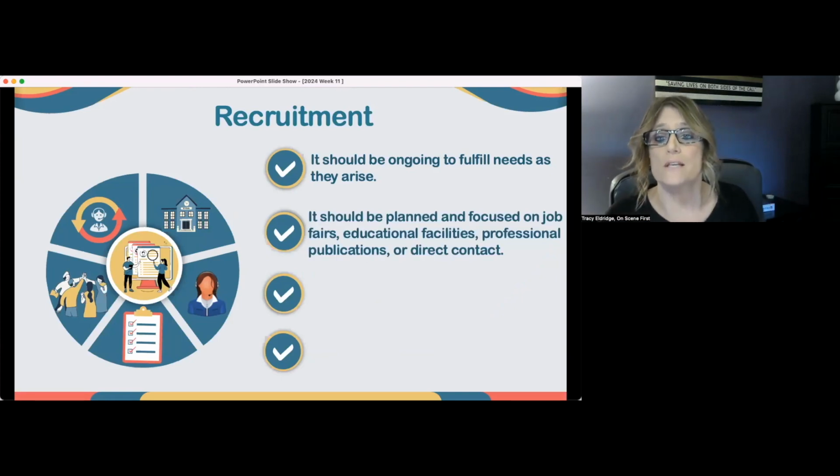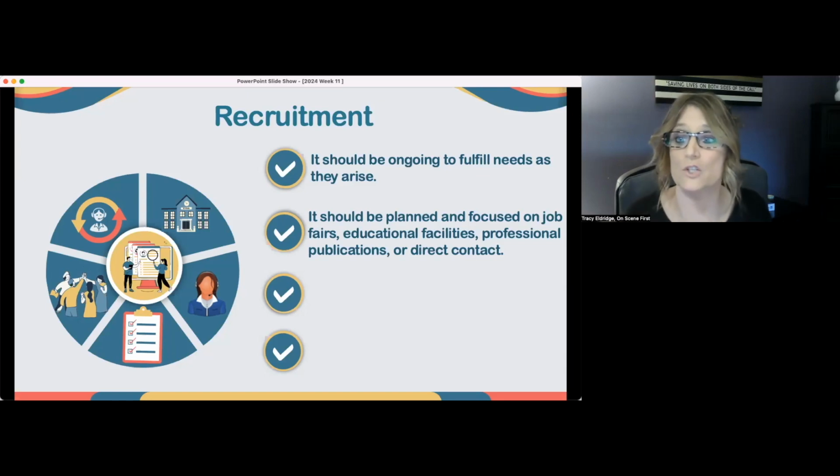The recruitment process these days should be planned and focused. By being focused, I mean going to job fairs, maybe at educational facilities, professional publications, or direct contact with folks that you think might be good for the particular job.